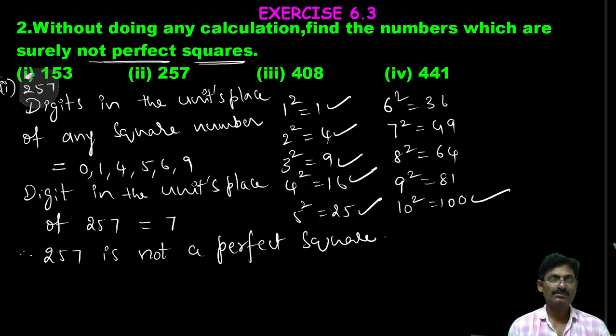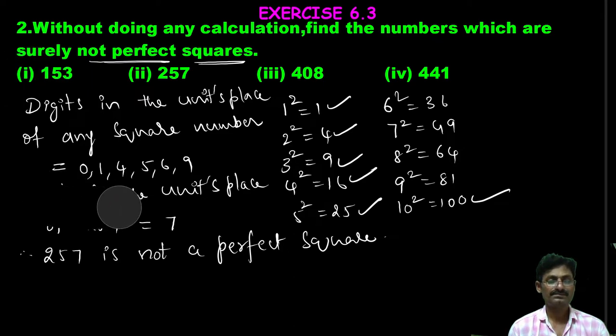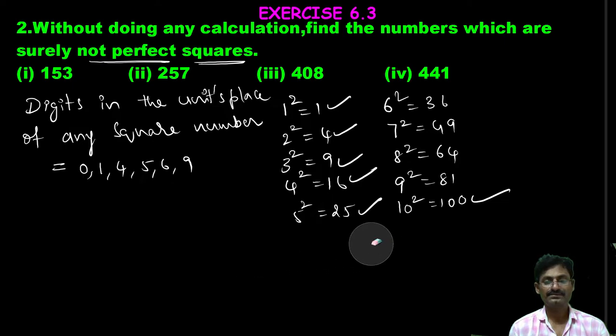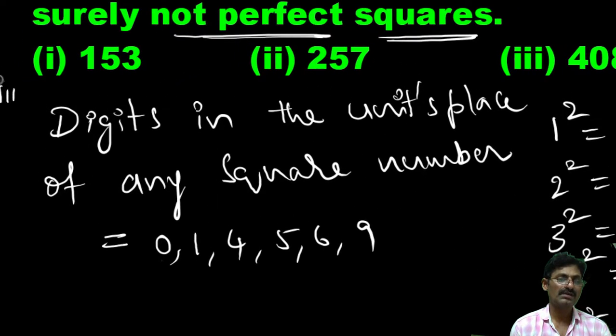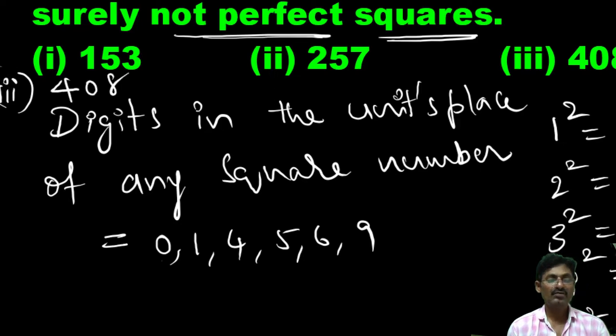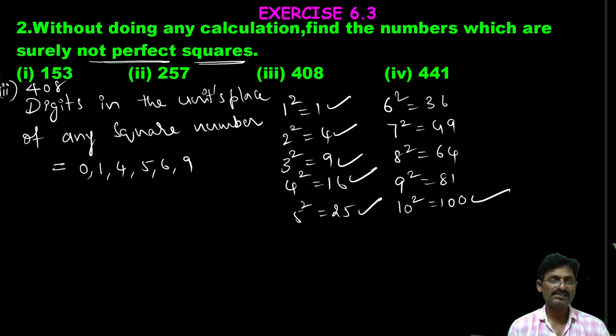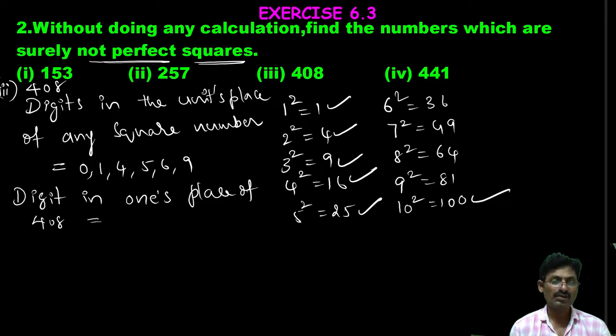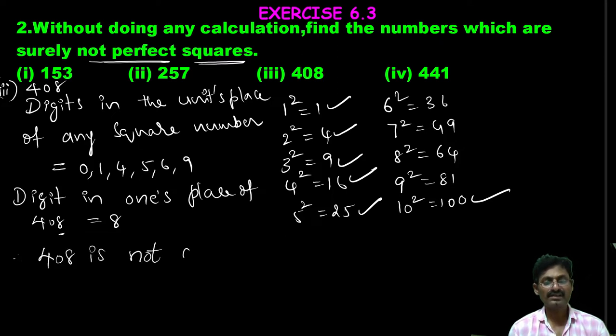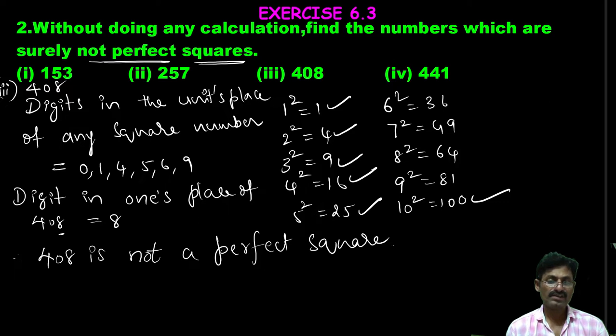Next, let us go to third problem. Third problem is 408. We need to write like this. Digits in the units place of any square number equal to, so these are the possible digits. So now digit in units place or ones place of 408 equal to, what is that? 8. Now check 8 is in our list or not. No, we don't have. So therefore 408 is not a perfect square. Like that we can write the answers for this.